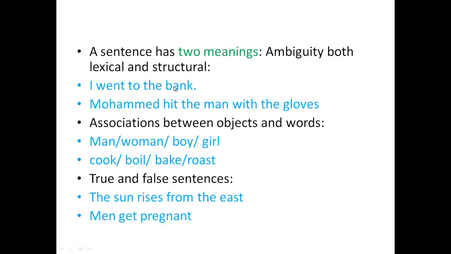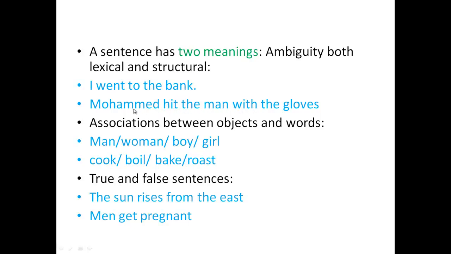In this sentence we have lexical ambiguity because the ambiguity here lies in the fact that the word bank has more than one meaning. I went to the bank, it may mean I went to the side of the river, or I went to that institution from which we can get money. Same thing here, Muhammad hit the man with the glove. Here we have structural ambiguity because it depends on how we structure the sentence, how we divide the sentence in terms of constituents.